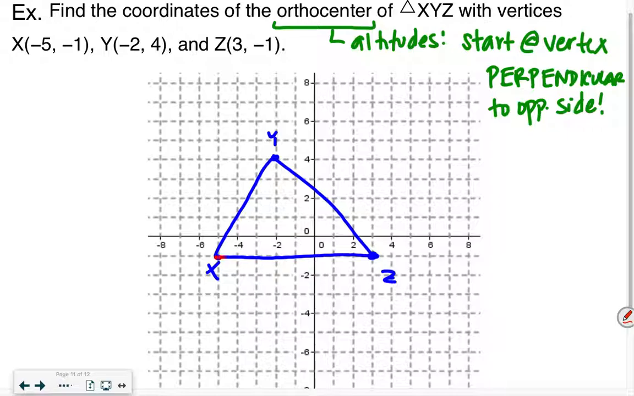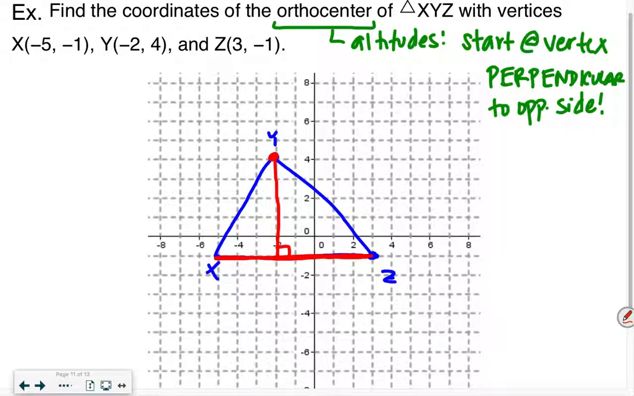I think it'll be very easy to draw the altitude that goes to this side first because it's going to be easy to draw a line perpendicular to a horizontal line. A line perpendicular to a horizontal line is going to be a vertical line. So it needs to start at the opposite vertex and go straight down and hit that red line at a 90-degree angle. So I'm going to start at Y and go straight down, and there's my altitude. There's one altitude. Okay, it has nothing to do with crossing at a midpoint. The only time your altitude crosses at a midpoint is if it's an isosceles triangle or an equilateral triangle. That's the only time that'll happen.